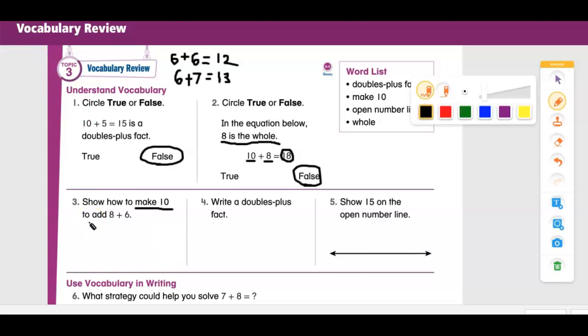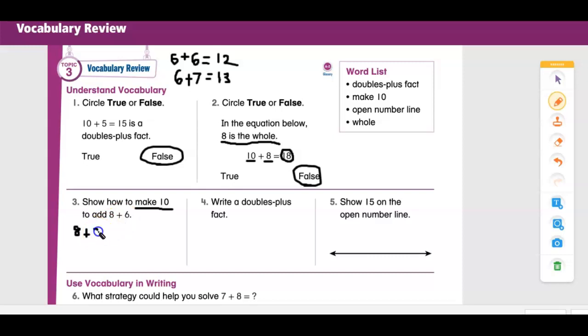Another way to make 10 to add 8 plus 6 is to break the number 6 into two numbers. We've seen this done before when working with an open number line. So if I were to rewrite this equation, if I were to write 8 plus, I could break 6 into a couple different numbers. I think I'm going to break it into 2 and 4.